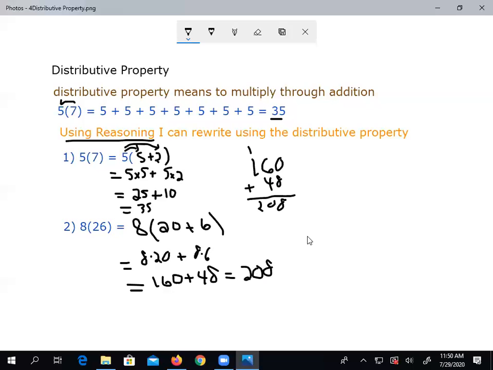So that's one of the pieces that you'll start to see more and more of in math, the distributive property. Okay? Any questions on that?